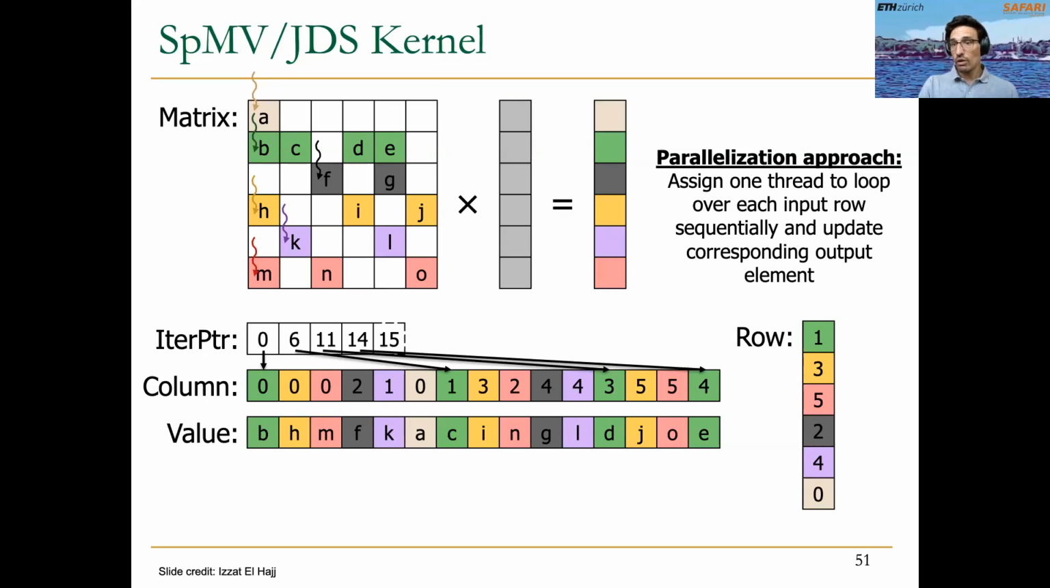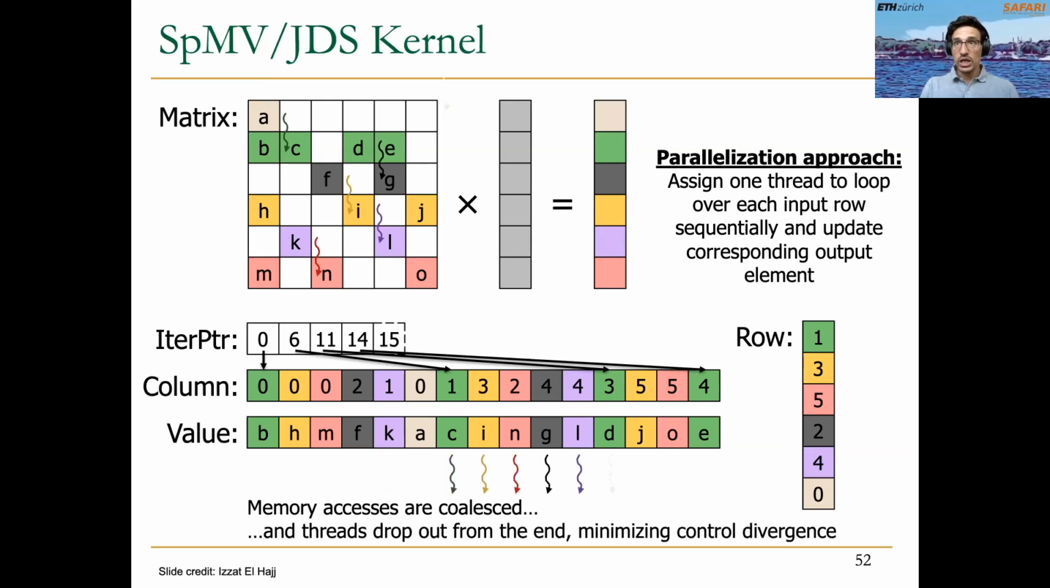We assign one thread to loop over each input row sequentially and update the corresponding output elements, same as we did with other matrix formats. Observe that here the memory accesses are coalesced as well, and they keep being coalesced until the end, and only at the very end some threads start dropping out, and the same threads start being idle. But in all this process, we are minimizing control divergence, because observe that all threads are active almost until the end of the execution, until the final iterations. A good thing here is that we minimize control divergence and we increase load balance.